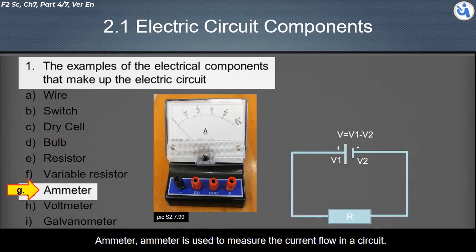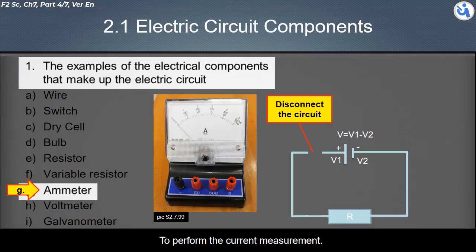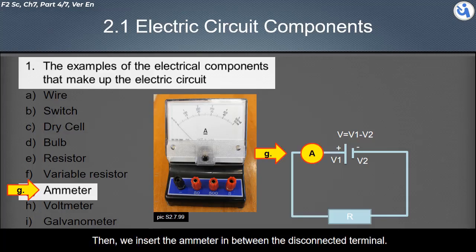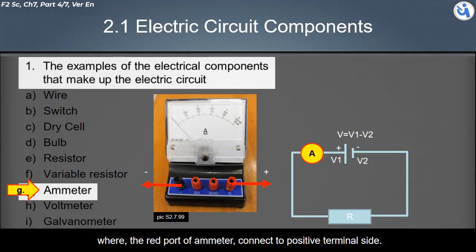Ammeter: an ammeter is used to measure the current flow in a circuit. To perform the current measurement, firstly, we disconnect the circuit. Then, we insert the ammeter between the disconnected terminals, where the red port of the ammeter connects to the positive terminal side, and the black terminal connects to the negative terminal side. The ammeter is installed in series with the circuit.